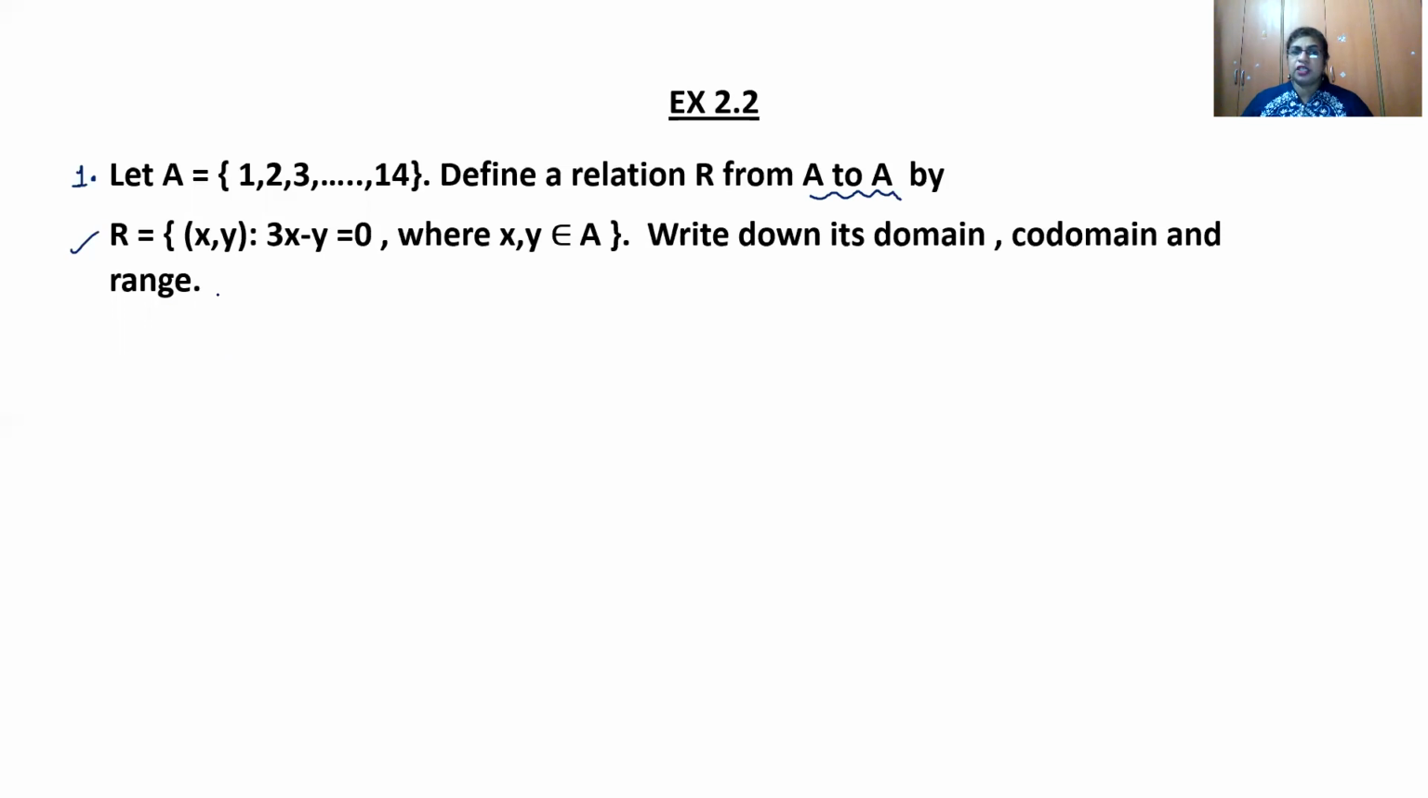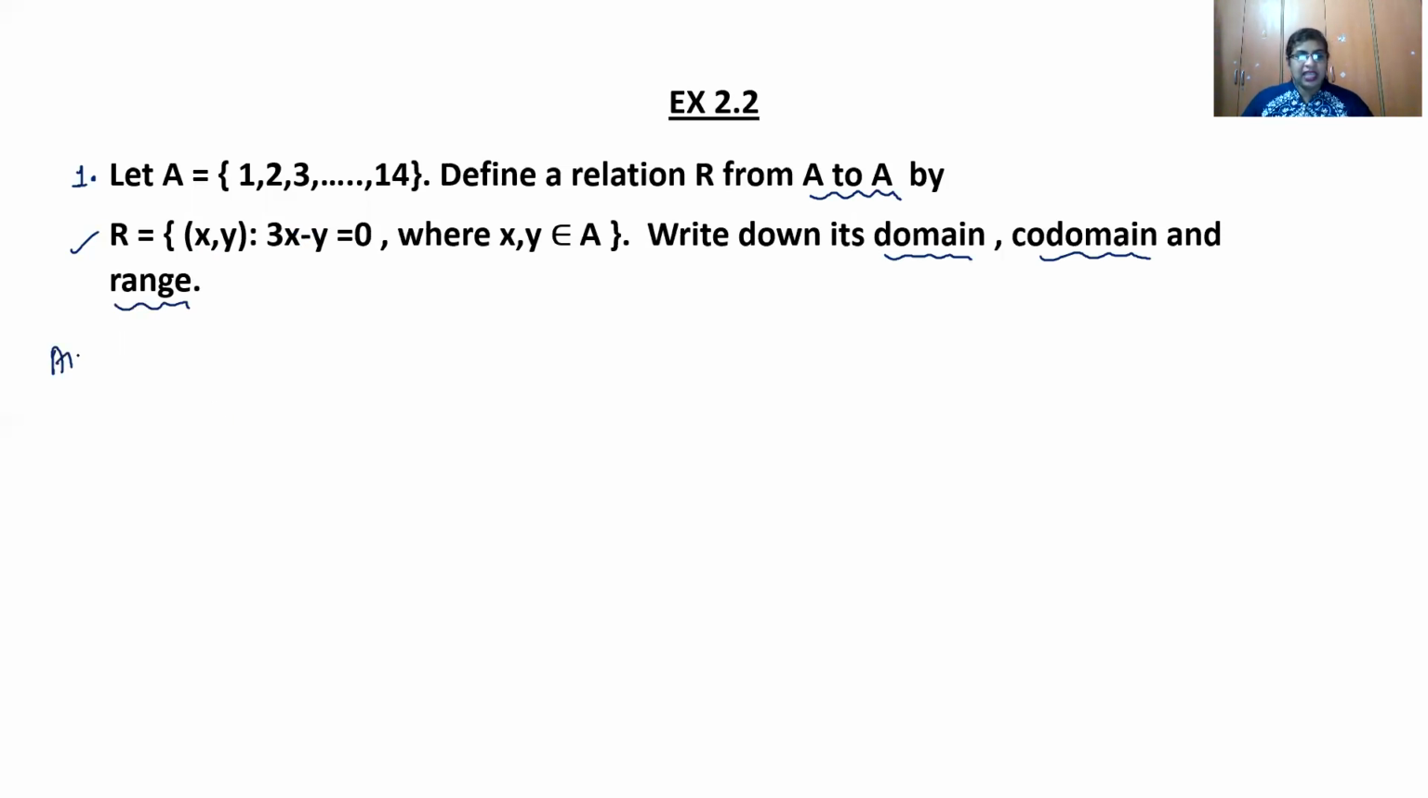What is the definition? The set of all x comma y such that 3x minus y is equal to 0. Both x and y should belong to A. And the question in turn tells us to write its domain, write its codomain, and write the range. Yes? So got the idea? Let us begin.